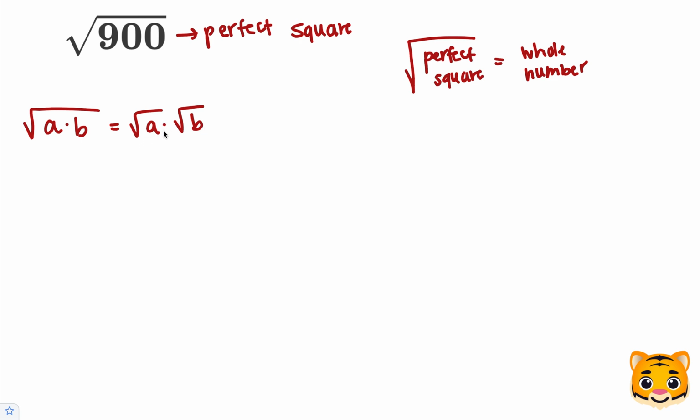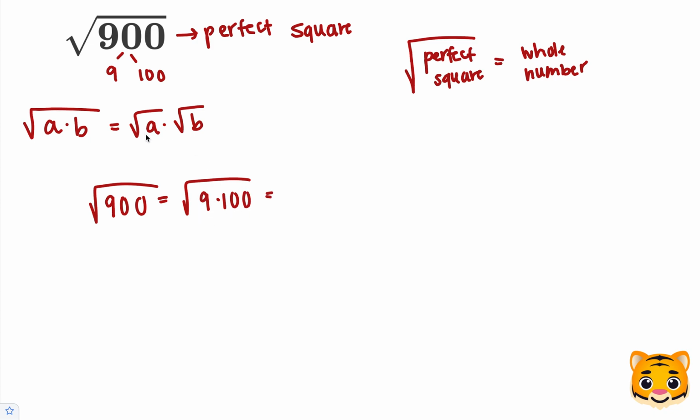To do this with 900, we want to think of some of the factors of 900. I chose 9 and 100. Although there are other factors, I chose 9 and 100 because they're both perfect squares. Now, let's rewrite the square root of 900 as the square root of 9 times 100.